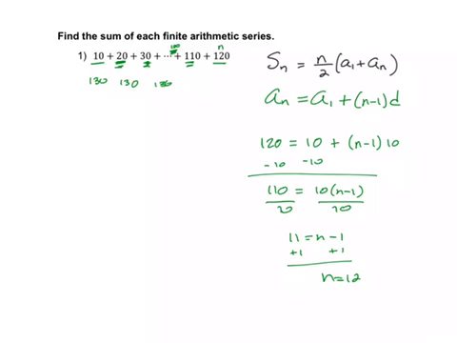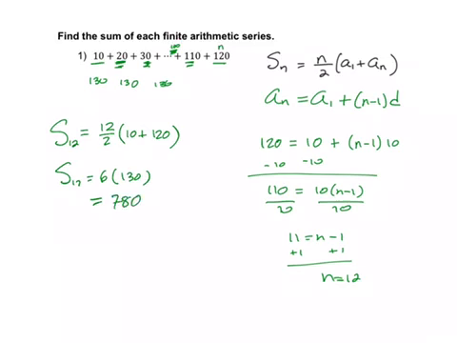So in this case, the sum of the first 12 terms equals 12 divided by 2 times the first one, 10, plus the last one, 120, right? So this is 6 times 130. So that is 780. So if I add 10 plus 20 plus 30 plus 40 and so on to 120, I'm going to have that the sum is 780.